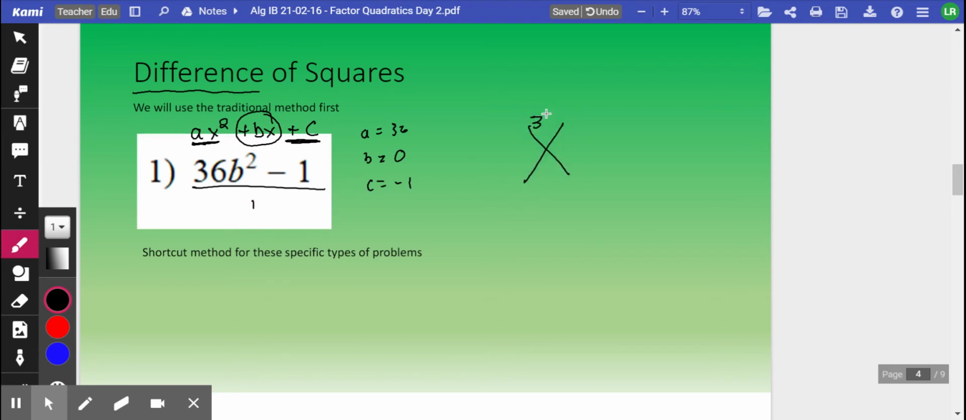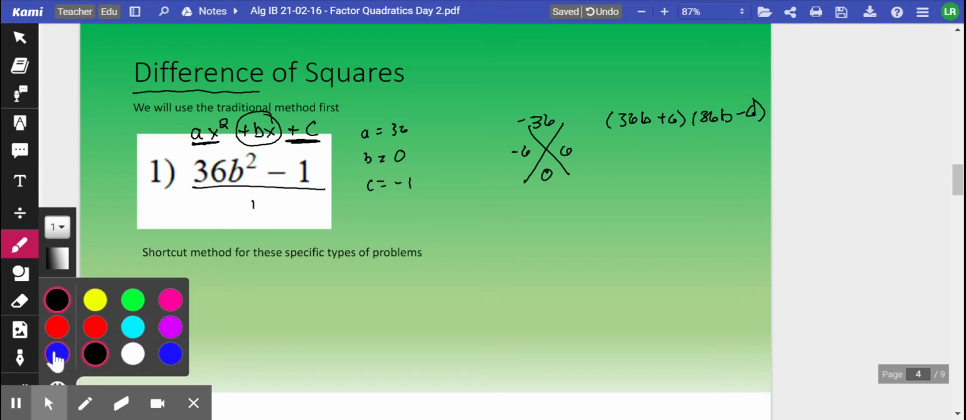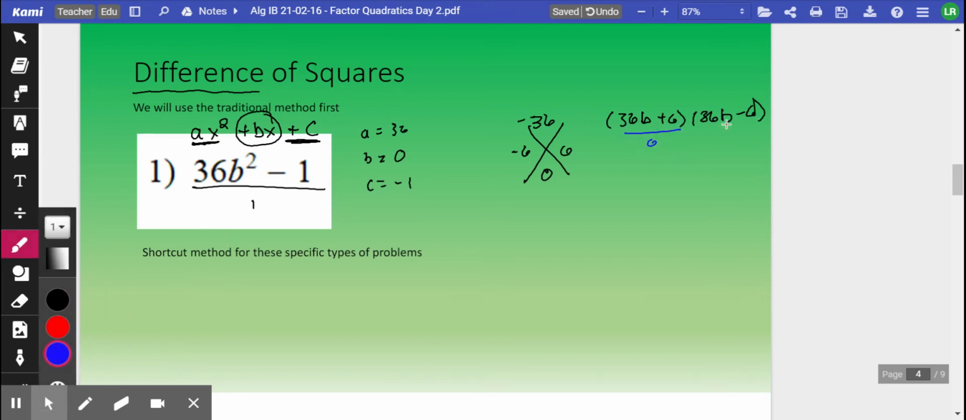Multiplies to be -36, adds up to be 0. My numbers are -6 and 6. Now we put our wheels out, so I'd have 36b plus 6, 36b minus 6. Could I divide out? I can divide by 6, and 6 times 6 is 36. And that's going to leave me with 6b plus 1 and 6b minus 1.